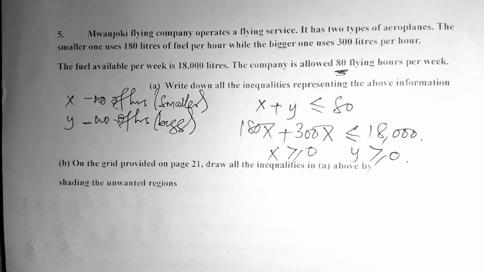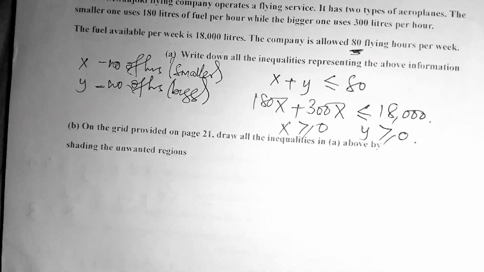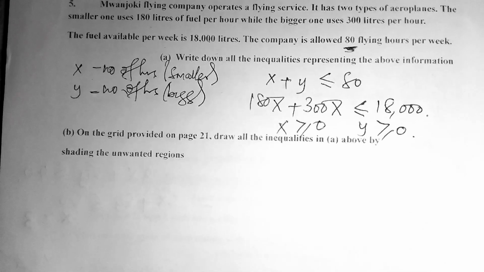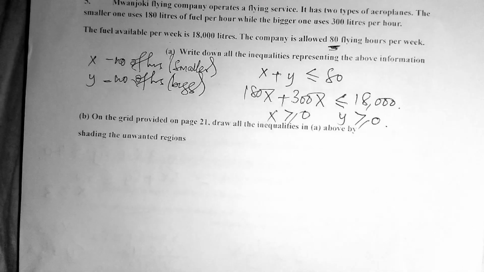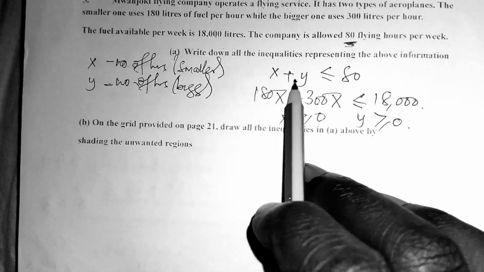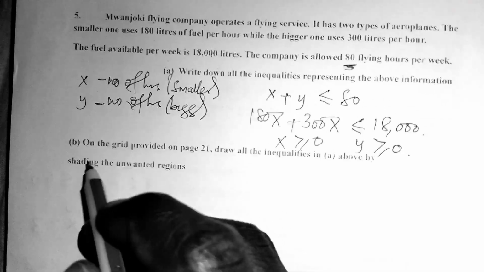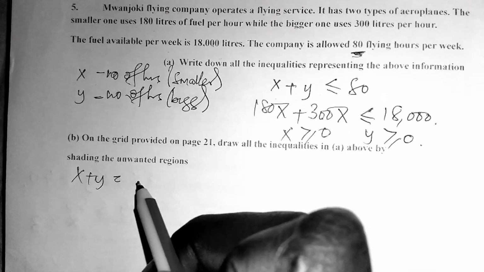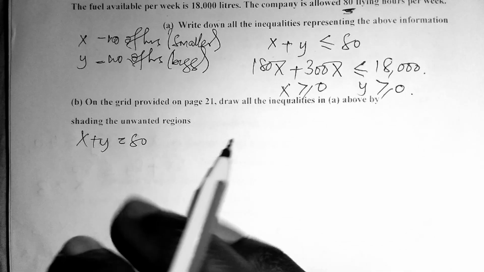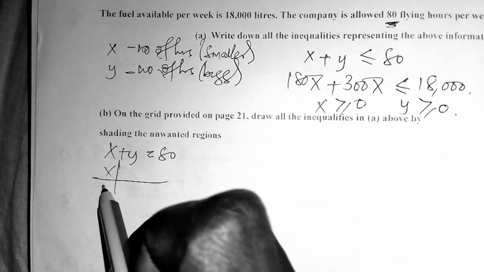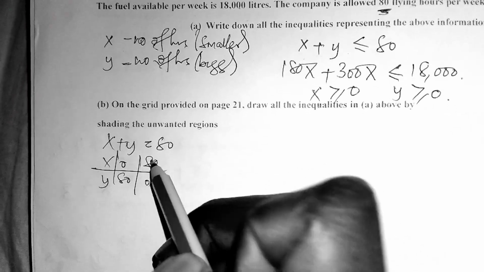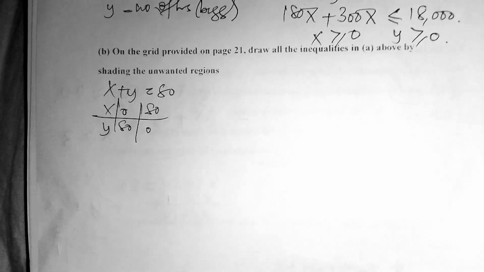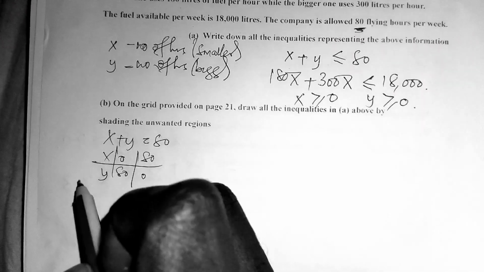Since we have defined our inequalities, now we are going to draw. You can draw it perfectly using a ruler and a pencil. I will just guide you on how you will draw your graph. You have this equation, x plus y is equal to 80. Find the x and y intercepts. When x is 0, y is 80, and when y is 0, x is 80.